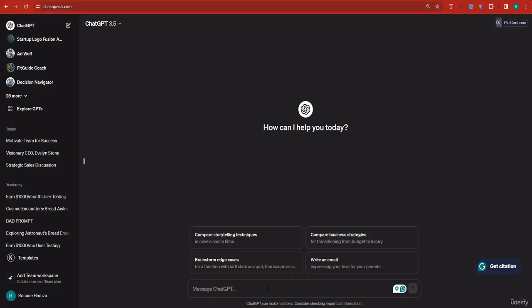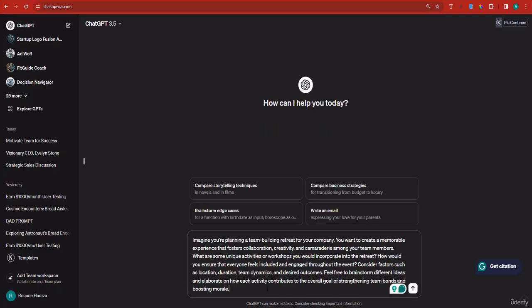So here I have an example prompt I'm going to paste. And notice what the prompt is or how it is composed. So let's read it first. Imagine you're planning a team building retreat for your company. You want to create a memorable experience that fosters collaboration, creativity, and camaraderie among your team members.